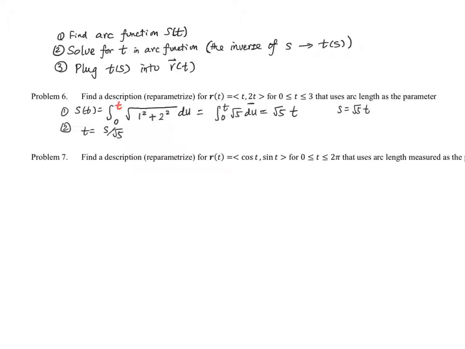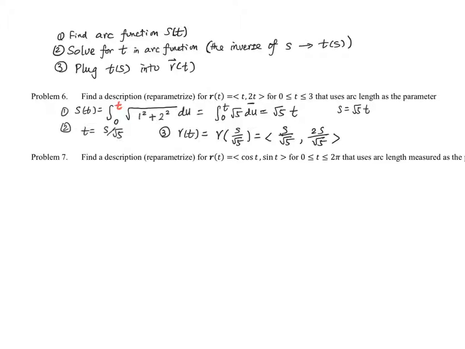And now I'm ready to reparameterize my r(t) in terms of r(s). So what is t equal to? s over square root of 5. And then I have s over square root of 5, and then 2 times t, which is 2 times s over square root of 5. So this is how we reparameterize this particular one using arc length.